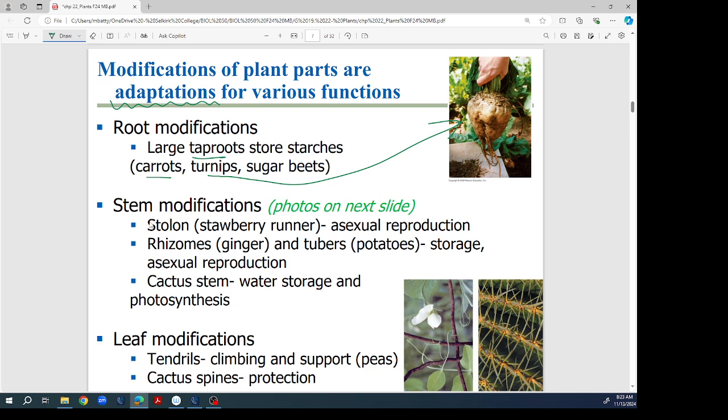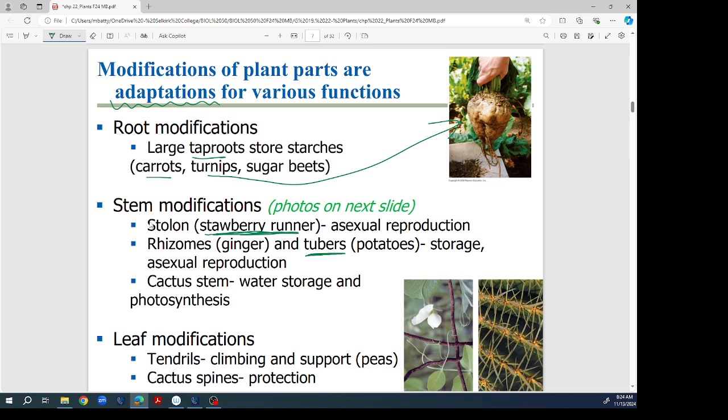We could talk about stem modifications, and some of these get a little bit weird. So stem modifications, we could talk about tubers being potatoes. I always thought they were root modifications, but they are stem modifications. Strawberries are also a stem modification, but specifically those runners that allow strawberries to reproduce asexually. If you've ever grown strawberries, you're familiar with that.